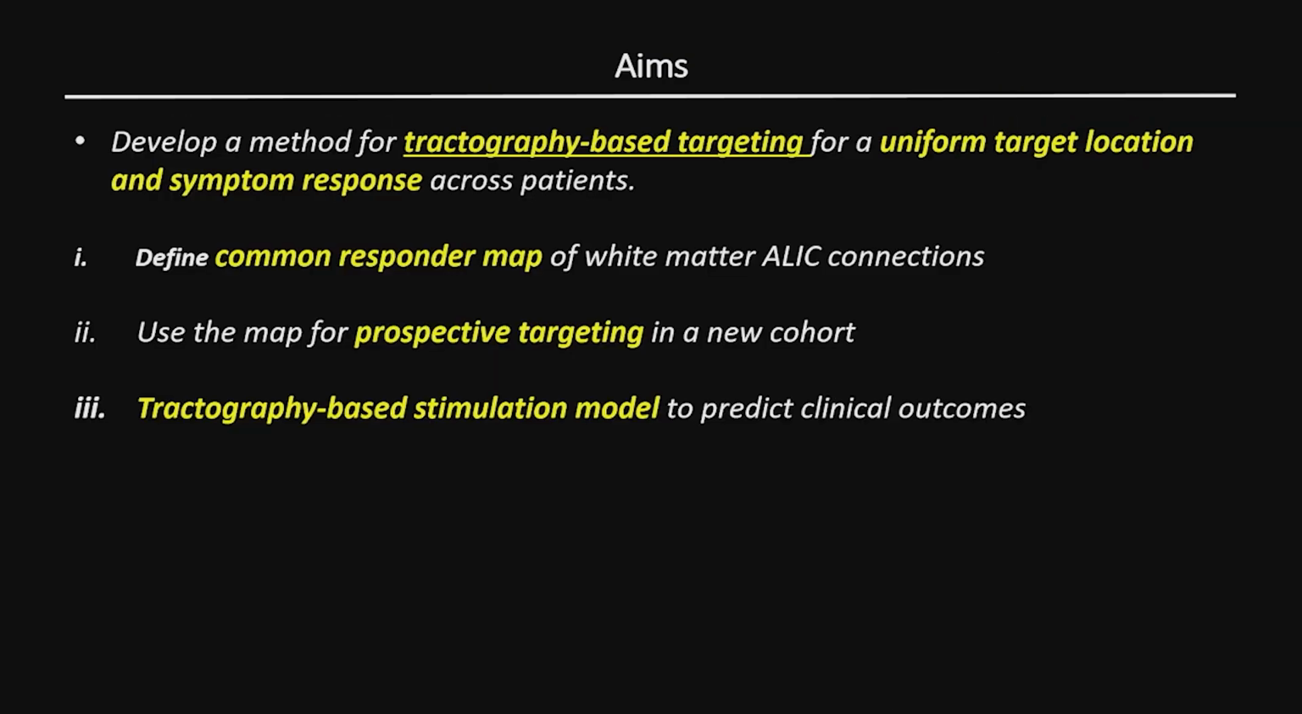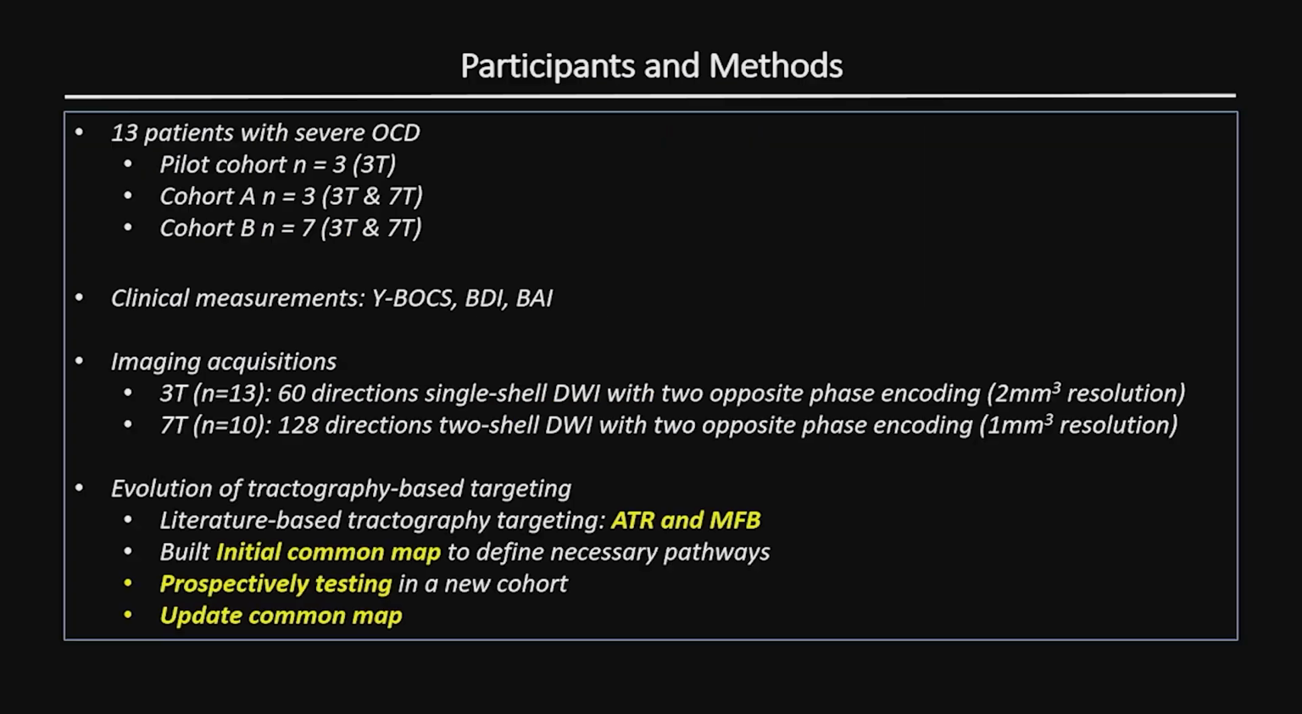The aim of this study is, first, to define a common responder map. Second, using that map, we want to test prospective targeting in a new cohort. And finally, we want to build a tractography-based stimulation model to predict the Y-BOCS score.